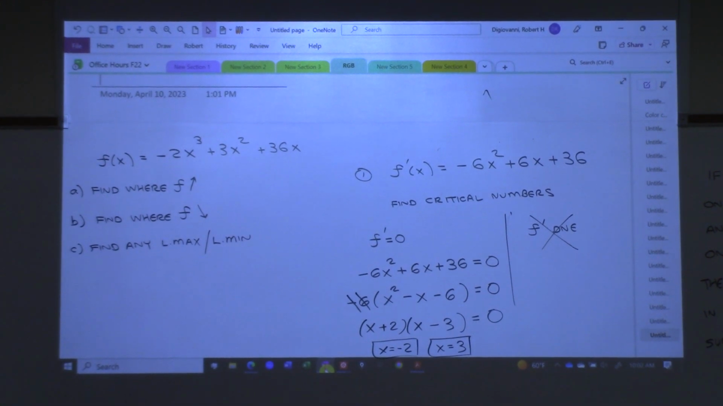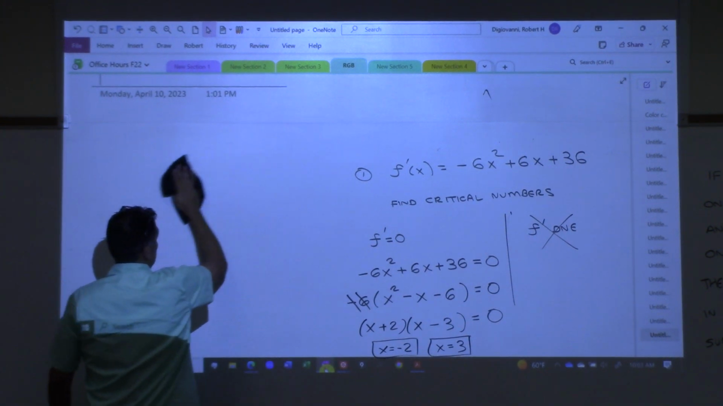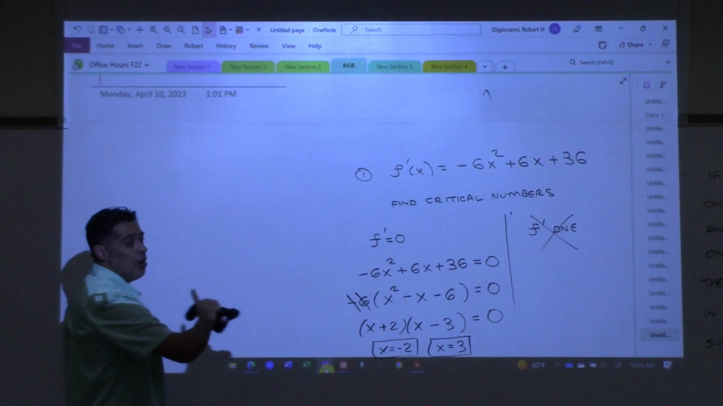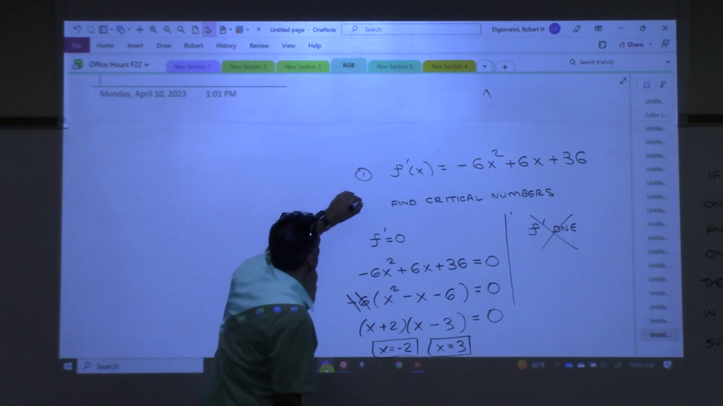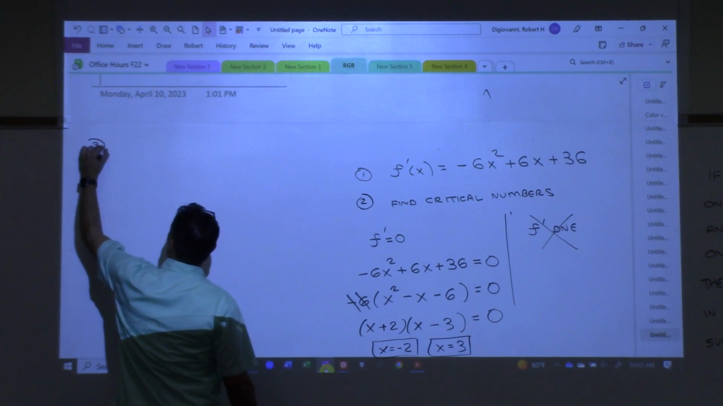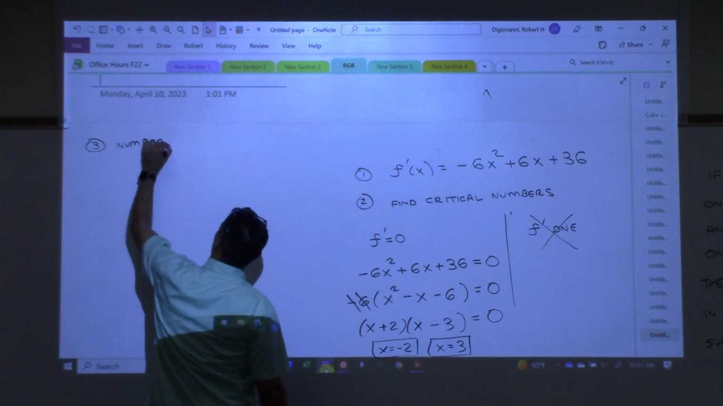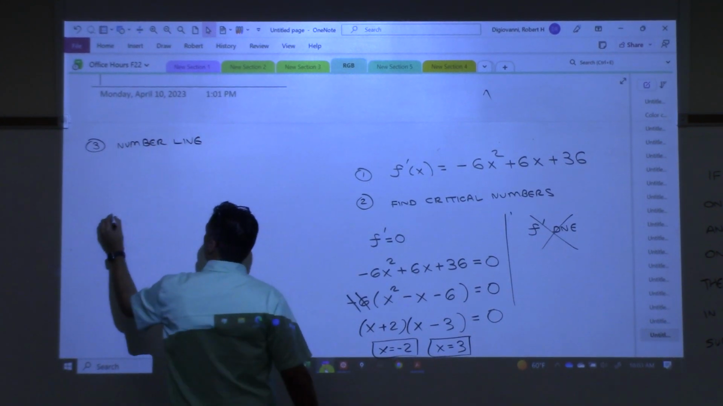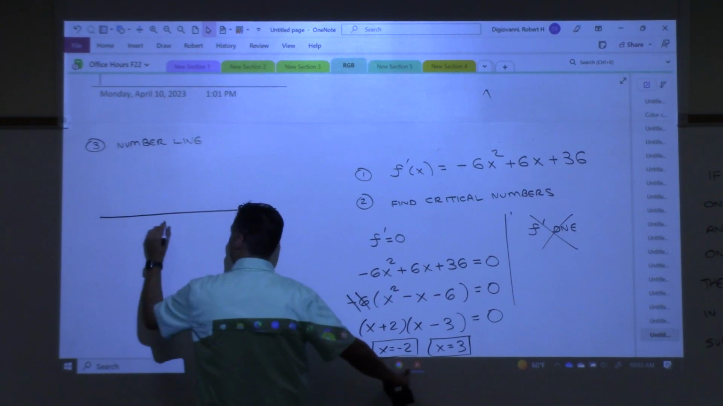So what I like to do at this point, I'm going to erase this. What I like to do now is I like to draw a number line. Okay, I'm going to draw a number line. This would be, I guess, the derivative was the first step. Second step was finding the critical numbers. The third step here is we're going to do a number line. Okay, so on your number line, we're going to plot our two critical numbers.